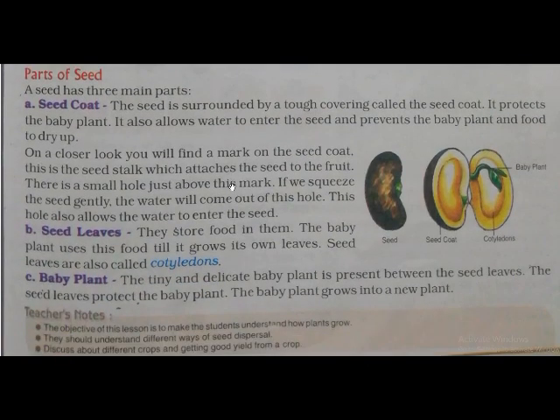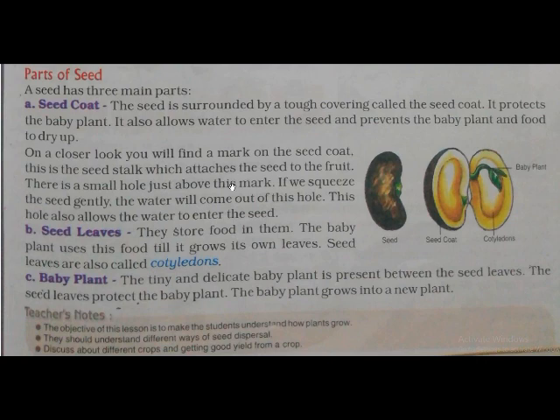A seed has three main parts. Number A, seed coat. The seed is surrounded by a tough covering called the seed coat. It protects the baby plant. It also allows water to enter the seed and prevents the baby plant and food from drying up. So what is the seed coat? Seed coat is the outer covering of the seed, which is a tough covering. It protects the baby plant. It also allows water to enter the seed. The seed coat is a tough covering which allows water to enter and prevents the baby plant and food from drying up.